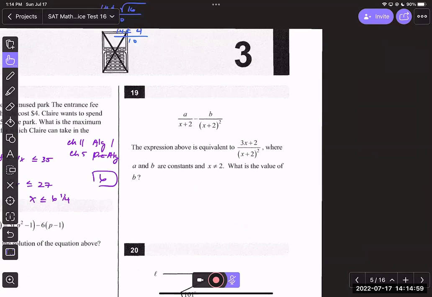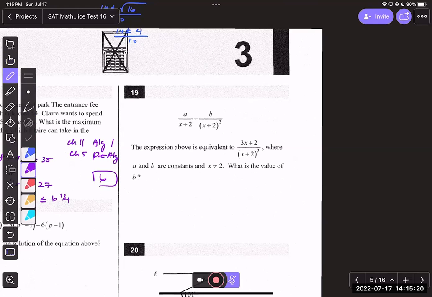Problem number 19. I'll do 19 and 20 here, and then we'll start asking people again for the first couple problems in section 4. The expression above is equivalent to (3x plus 2) over (x plus 2) squared, where a and b are constants and x is not equal to 2. What is the value of b?